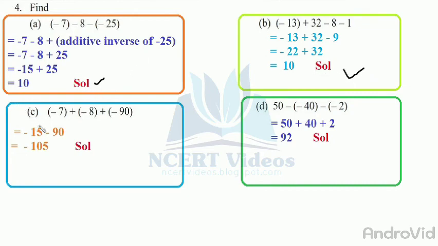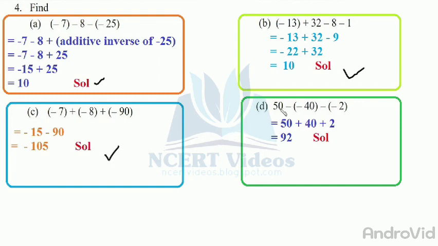C part. Minus 7 plus minus 8 plus minus 19. Now we will do it directly. You can see here minus 7 and minus 8 are added to give you 15. Negative of 15. Therefore we have written minus 15. Now minus 90 as it is. Now signs are same, we will add them up. So how can you add it? 5 plus 0 is 5 and 9 plus 1 is 10. So minus 105 is your answer.